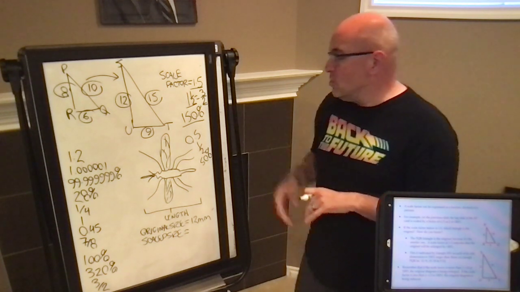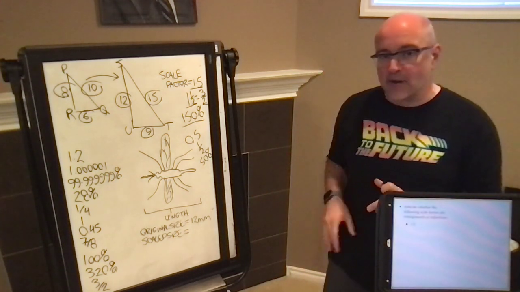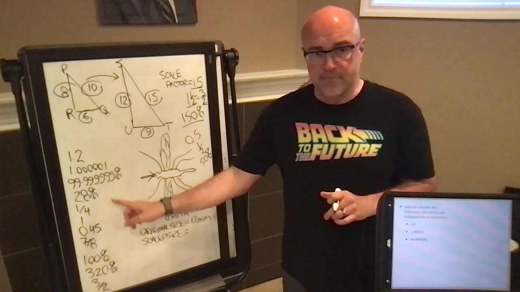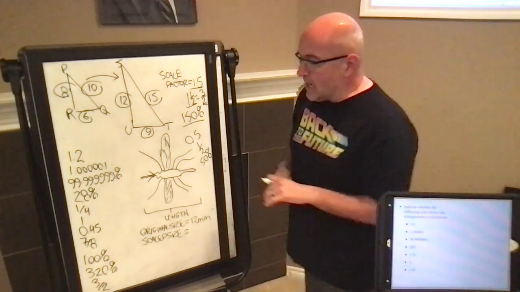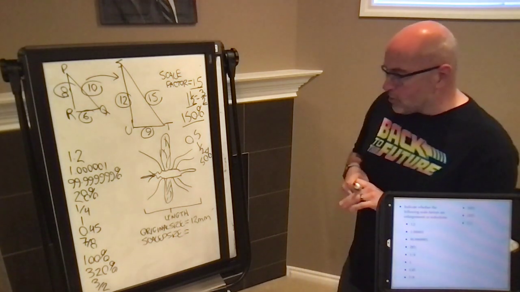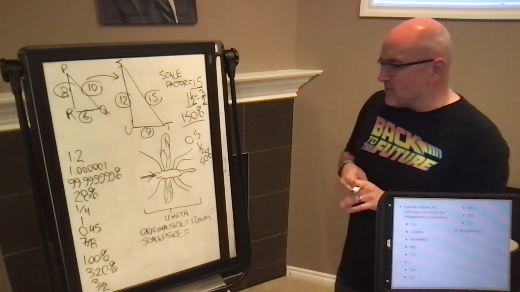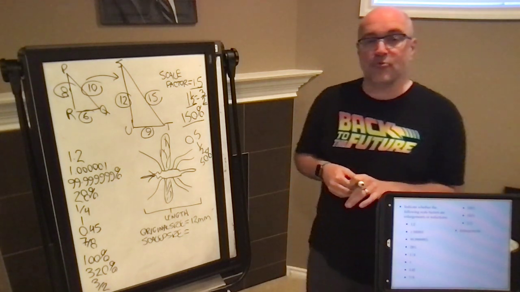Okay, so let's take a look at this wonderful diagram. Actually, no, before we do the diagram, let's take a look at the numbers that are here. I got 1.2, 1.00001, 99.9999999, 28, 1/4, 1, 0.45, 7/8, 100%, 320, and 3/2.